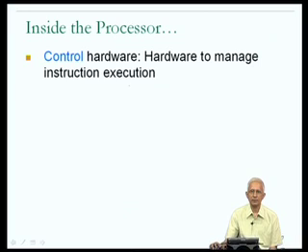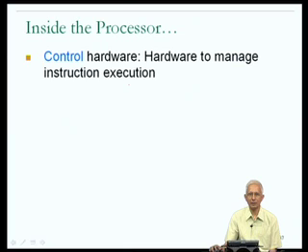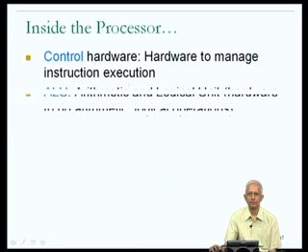Among these, the first and the easiest to understand is the control hardware. The word hardware is used to indicate that what we're talking about here is some form of electrical, electronic circuitry. And basically, the control hardware is the electronic circuitry that manages or controls the instruction execution. The details of the design of control hardware would be something that you would study in a course on electrical communication engineering, or a course on computer science and engineering.